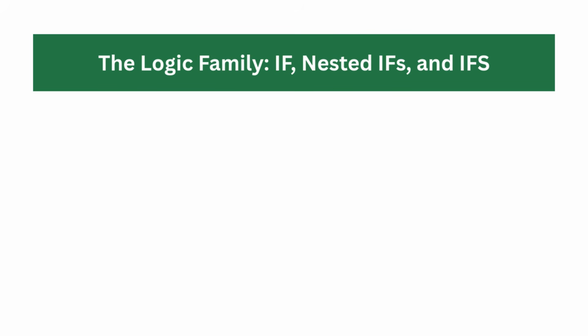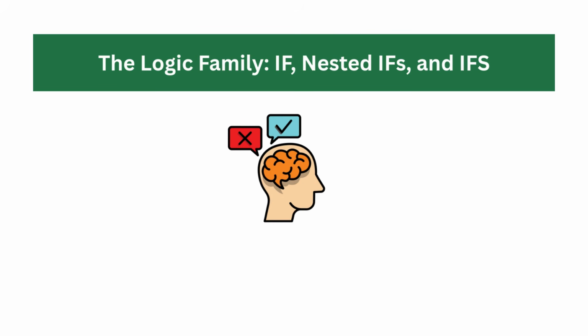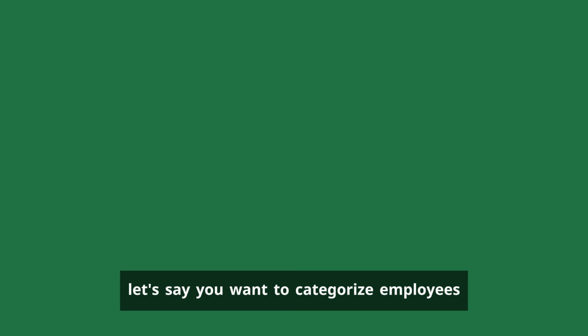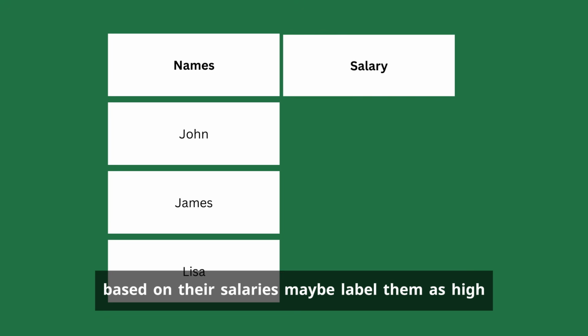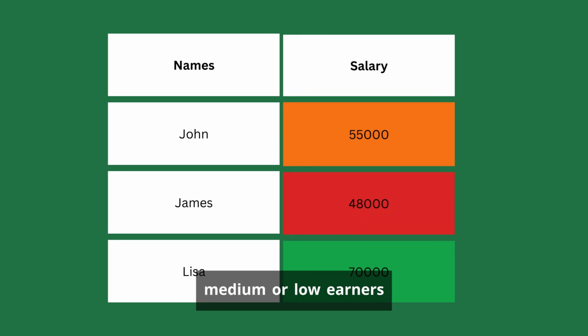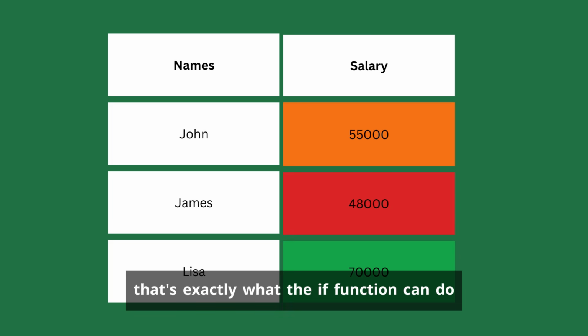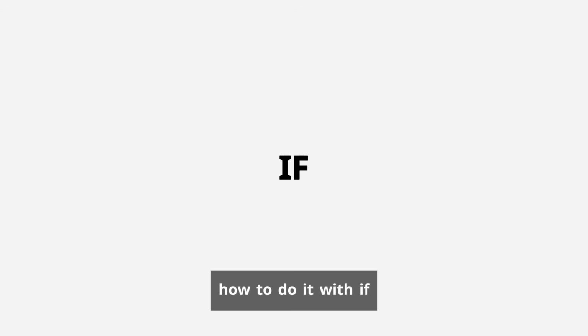The logic family, IF, nested IFs, and IFS. Let's say you want to categorize employees based on their salaries. Maybe label them as high, medium, or low earners. That's exactly what the IF function can do. How to do it with IF?